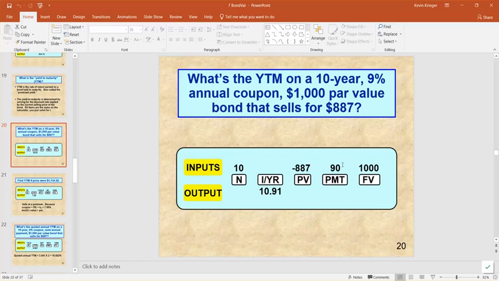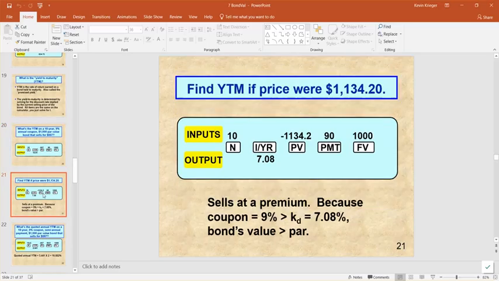You could flip this around. You could do plus 887, minus 90 and 1,000, and you'd get the same answer. The yield would still be positive 10.91, but you always have to hold that relationship. And when you start solving now for yields instead of for prices, then you can't be sloppy with your signs. You have to be diligent about negative for PV, positive for payment and future value. And again, you could do it in reverse, but it's typically not.